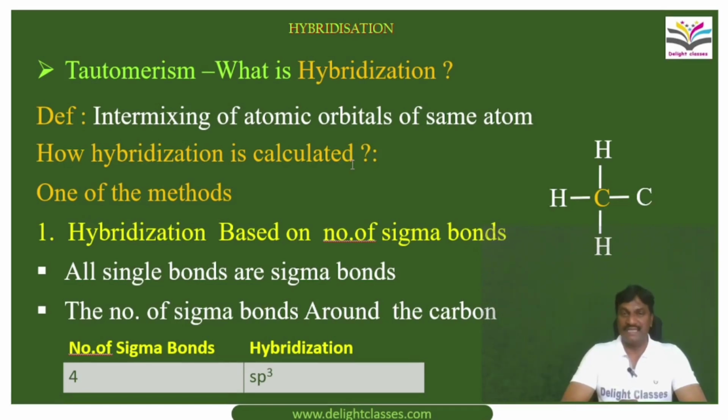Now, what is hybridization? The intermixing of atomic orbitals of the same atom is known as hybridization. How is it calculated? Many ways are there, but out of that, one method is based on sigma bonds. Around the carbon atom, how many sigma bonds are there? There are 4 sigma bonds. If 4 sigma bonds are there, that is sp3 hybridization. So the hybridization is sp3.